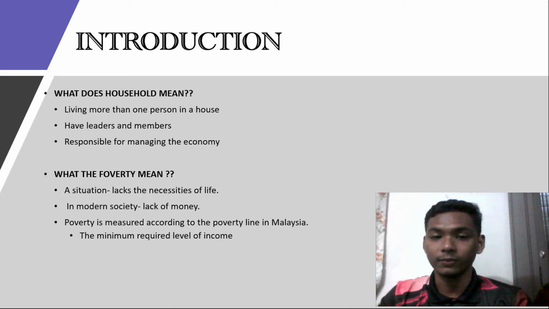Okay, next, what is poverty? Poverty is a situation in which a person lacks the necessities of life. In modern society, poverty is often equated with the problem of the lack of money. Poverty can be measured according to the poverty line set by the country. The poverty line in Malaysia in 2019 is 2,209. So, households with less income than the poverty line will be included in the poor.